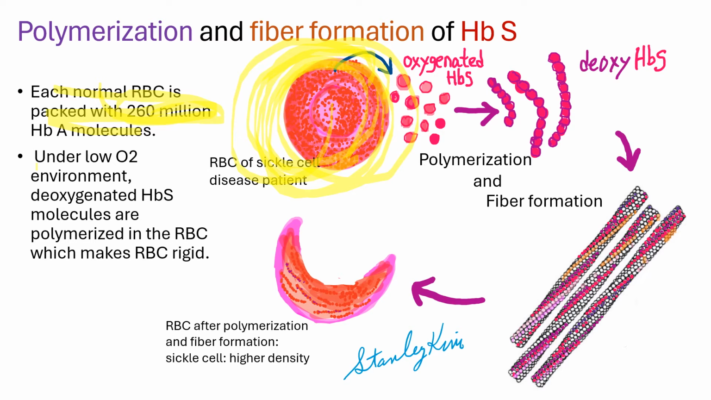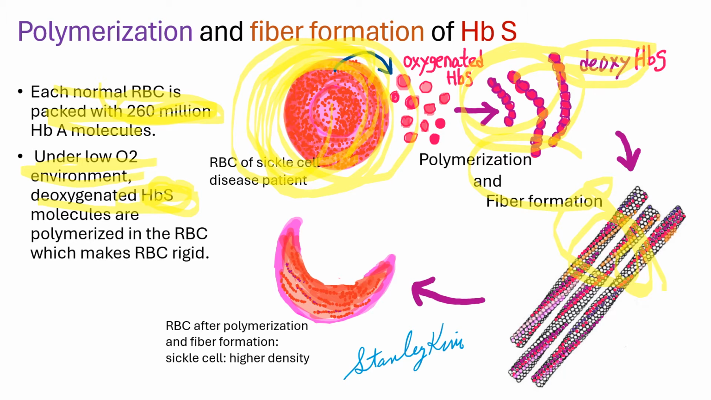Under a low oxygen environment, hemoglobin S loses the oxygen molecules to the tissues and becomes deoxygenated hemoglobin S. Those deoxygenated hemoglobin S polymerize and become fibers like a rope.